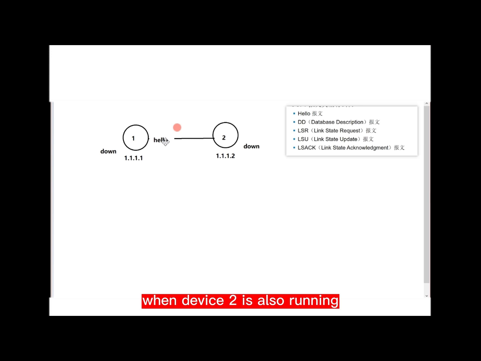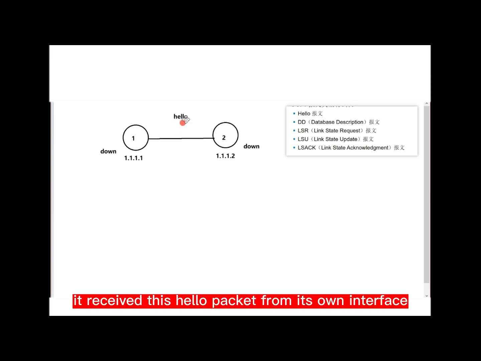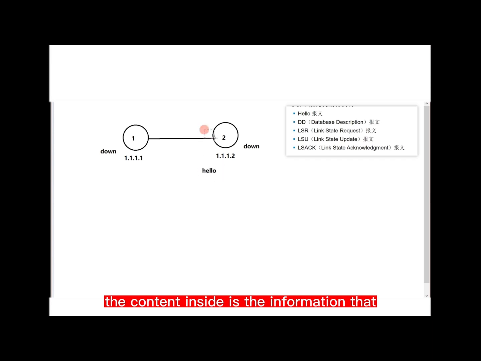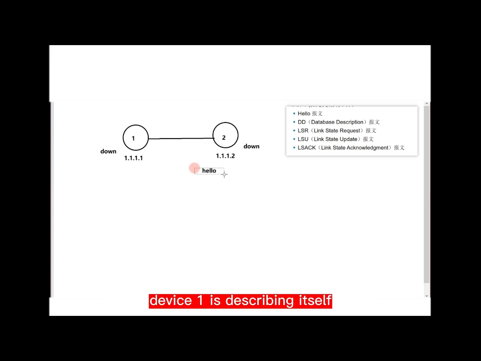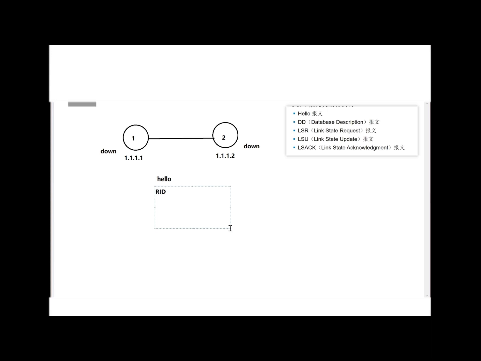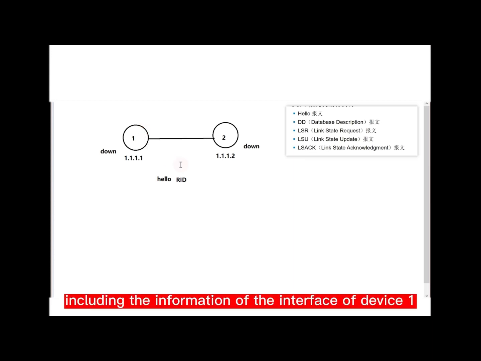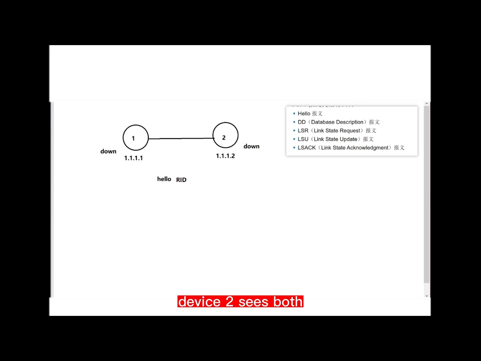When device 2 is also running, it received this hello packet from its own interface. The content inside is the information that device 1 is describing itself. Then device 2 receives it, and you will learn the structure in the hello packet in the future. The hello packet will carry the router ID parameter. In detail, it can see that there is a device 1 in the current environment, including the information of the interface of device 1. Device 2 sees both.